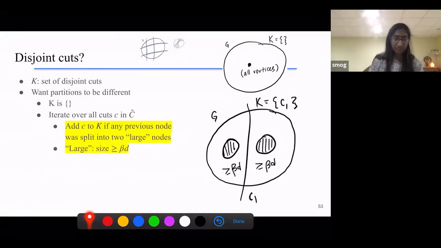And what amount is that? We're going to choose some constant beta. So we get to choose beta, and D is the min degree of the graph. So we're going to say that if both of these supernodes are of size greater than beta D, then we'll add the new cut to K. So that's the way that we're going to choose this set of disjoint cuts.